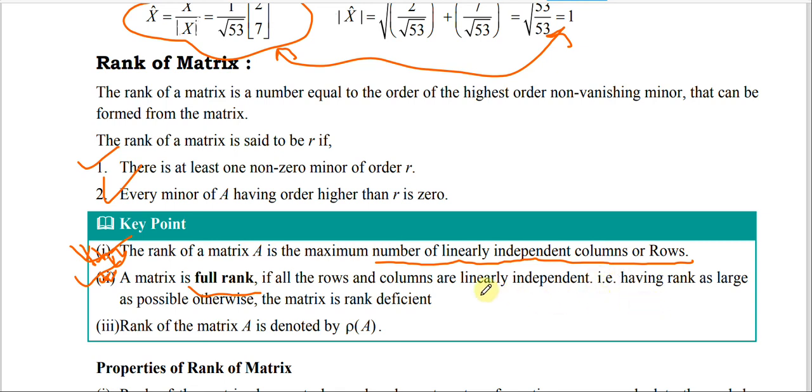It means there are no zero columns or zero rows. So it is a full rank, meaning its order will be the same as that rank. And the rank of a matrix is denoted by rho A.